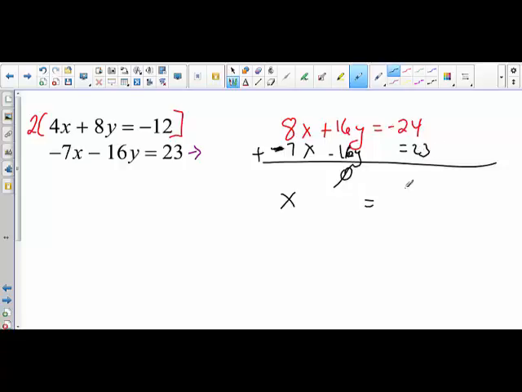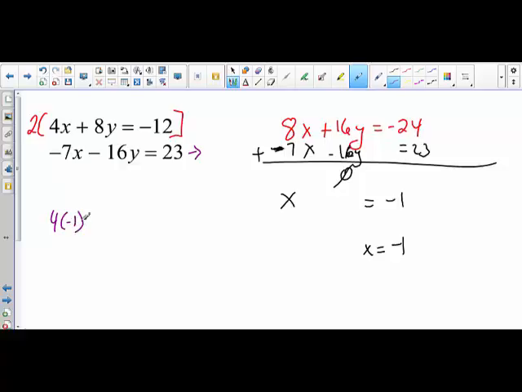Negative 24 plus 23 is negative 1. Since the coefficient of x came out to be a 1, then we've already solved for x. Now all we need to do is either take that x and plug it into this bottom equation or the top one. So I'm going to use the top one.